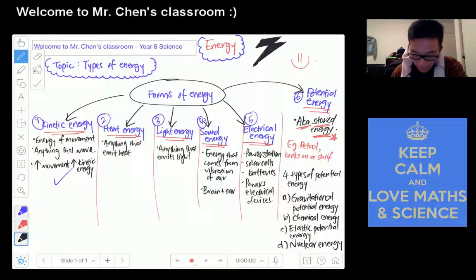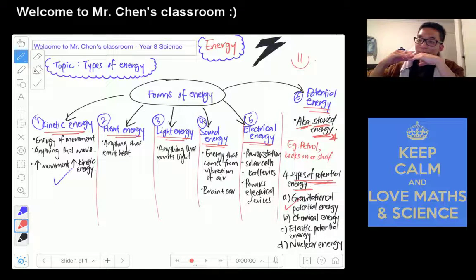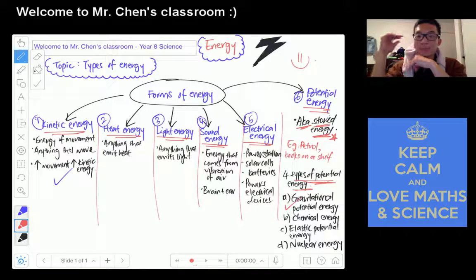So there are four different types of potential energy. Okay. First one, make sure you remember all four of these. If you need to write them down, please do. You have gravitational potential energy, which means anything that has been lifted from the ground has potential energy.